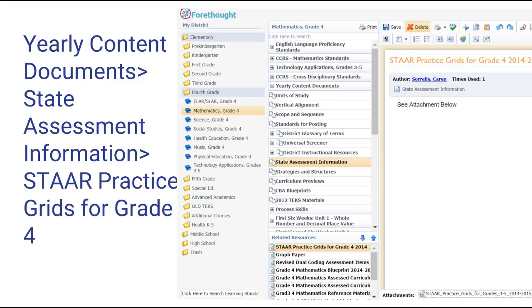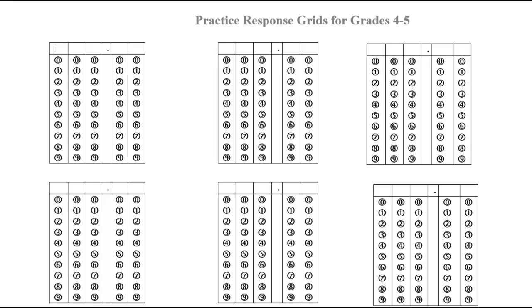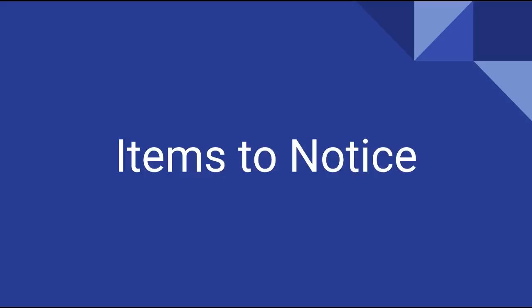So if you look in Eduphoria, look under yearly content documents first, and then state assessment information, you'll find STAAR practice grids for grade 4, and then the attachment has the grids. When you open it up, you'll see a page of grids that you can use your snipping tool to copy and paste on the assessments that you make. So the kids are doing more of an open response type of answer instead of a multiple choice answer.